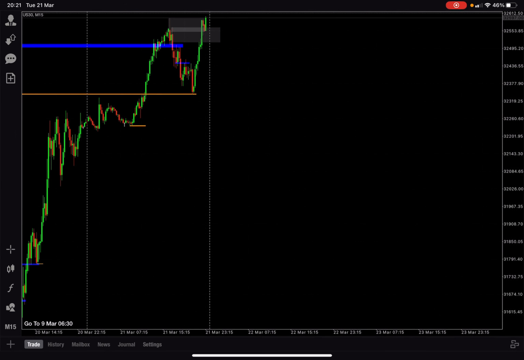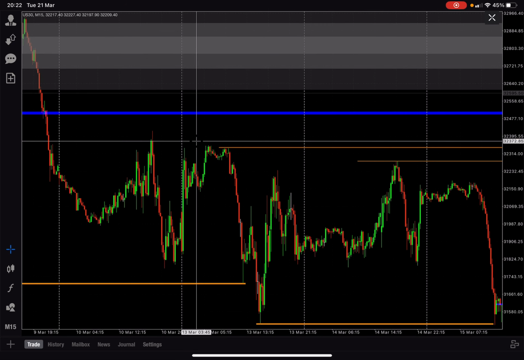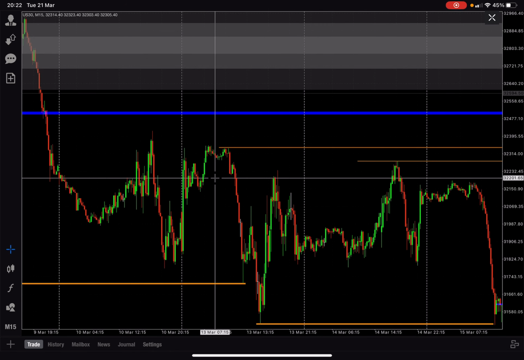So I'm going to go down to the 15-minute time frame and start on this day here. So what price normally does is, in the daytime it will create liquidity, and then around the New York session it will do its main moves and cause a reversal. The New York session is where you find most of the volume on US30.